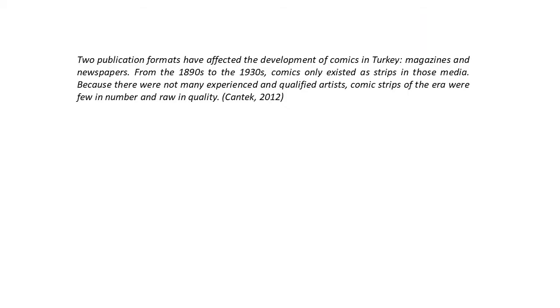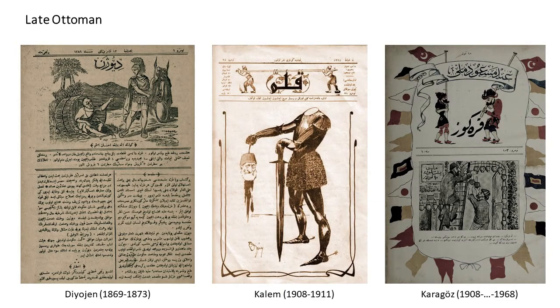Coming to the 1890s, 2 publication formats affected the development of comics in Turkey: magazines and newspapers. Comics only existed as strips in those media. Because there were not many experienced and qualified artists, comic strips of the era were few in number and raw in quality. At the time of the late Ottoman period, the first humor magazine was Diogène.